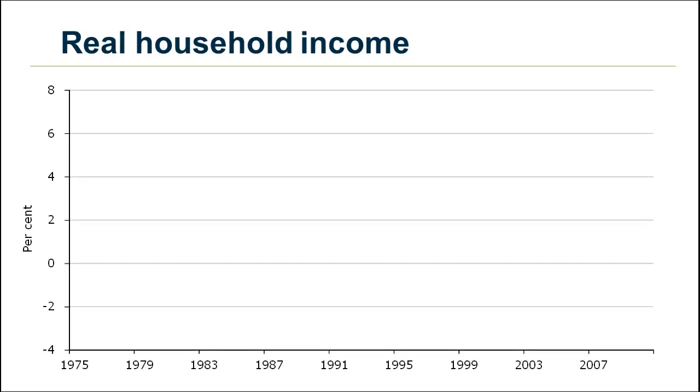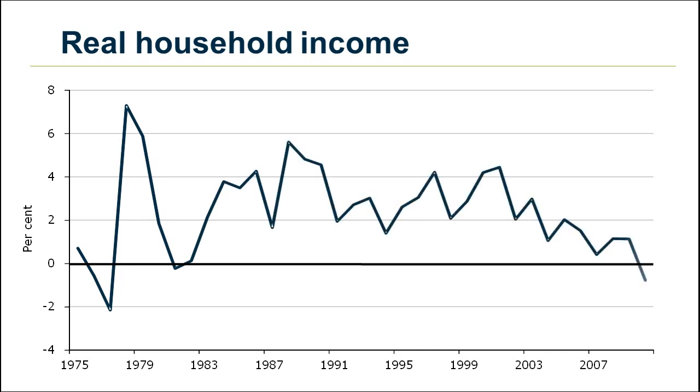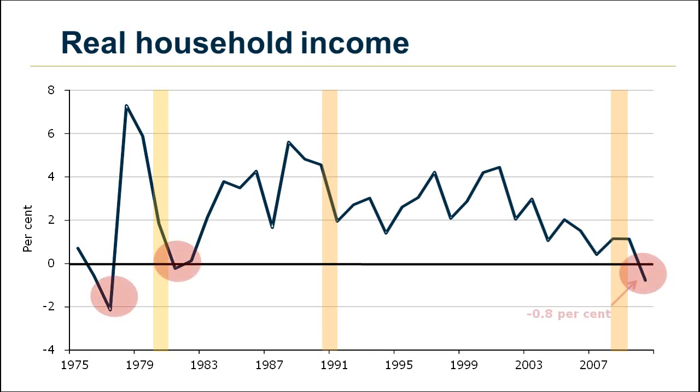So let's look at real household income. Here is the line showing where the annual change in real household income is zero, so below this line means it has fallen. Here are the three periods we showed on the previous graph, with a fall of around 2% in the 1970s, a marginal fall in the 1980s, and a fall of 0.8% in 2010. The fall in household income in 2010 highlights the extent to which conditions facing households have deteriorated. This has implications for household spending and saving, and therefore economic growth, and the economic well-being of households.